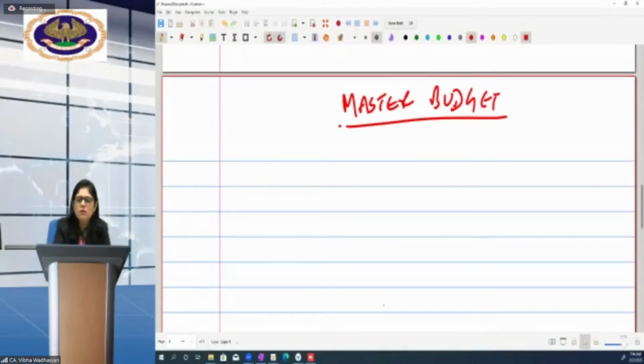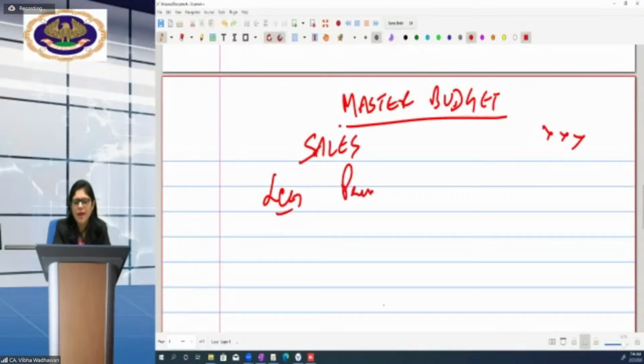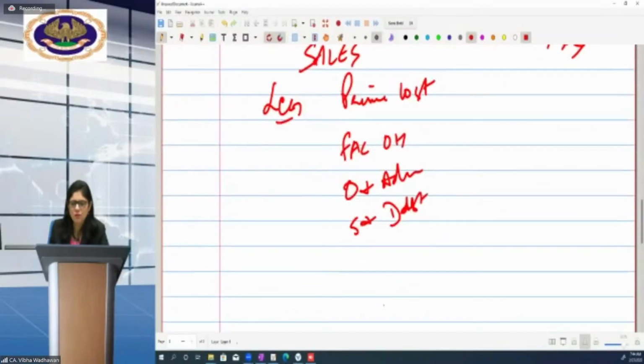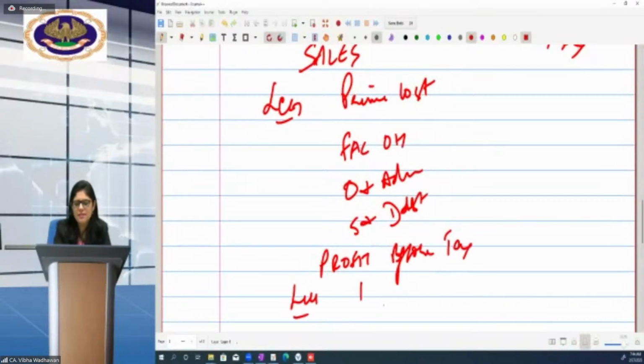Clear? So we make the whole thing. We can start with the sales, then less the prime cost. First, we make the prime cost, then the factory overheads. Then you can have the office and admin overheads, then the selling and distribution overheads. So these are the overheads. Then you will get the profit before tax.